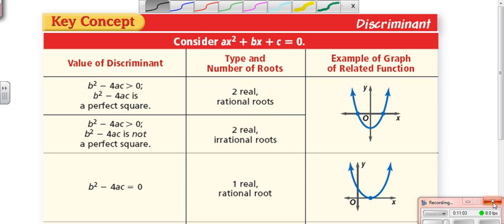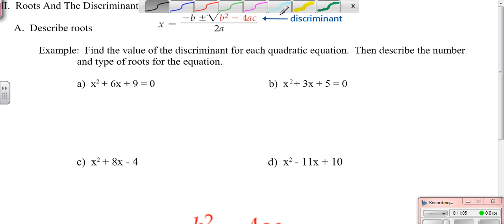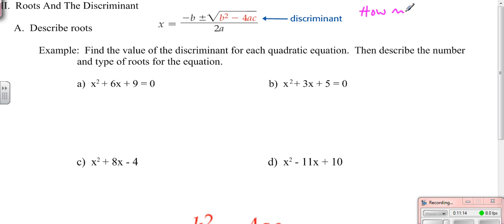This is a preview. We're going to come back to this. So wouldn't it be nice if we could figure out how many answers and what type before we even start? Are they going to be rational? Are they going to be irrational? Are they going to be complex? Is there one? Is there two? Is there none? What's going on? Well, there's a little way to cheat, and that is by looking at this piece right here, which is called the discriminant. Just the portion under the radical sign tells you how many answers you'll have and what type of answers you'll have.